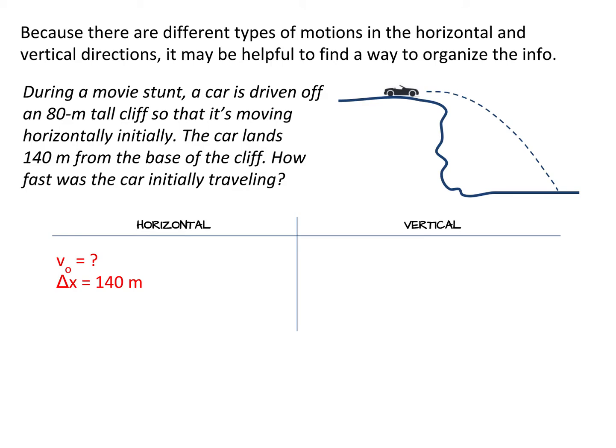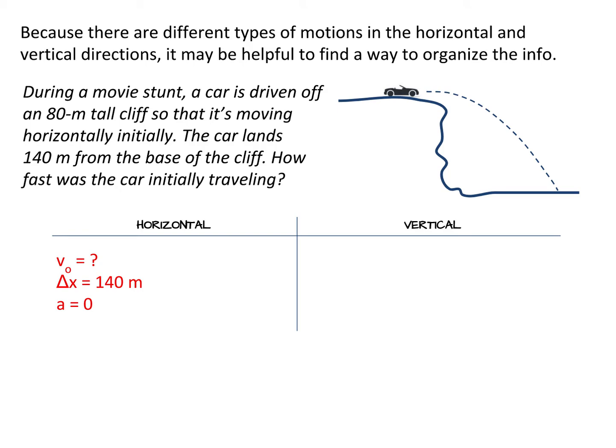And then one other hidden piece of information is that in the horizontal direction, there's nothing pushing on the car once it leaves the cliff. It doesn't matter if the engine's going. If it doesn't have something to grab onto, that's not going to help the car move forward or backwards. So there's no horizontal force, so there's no horizontal acceleration.